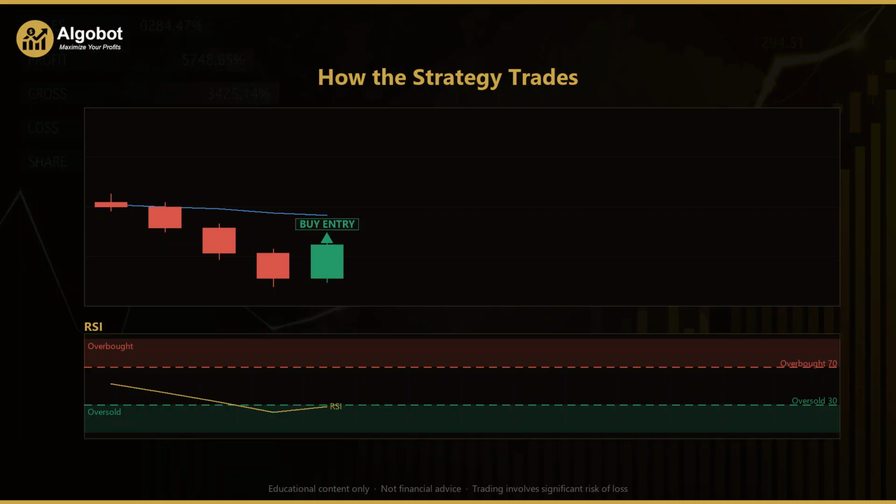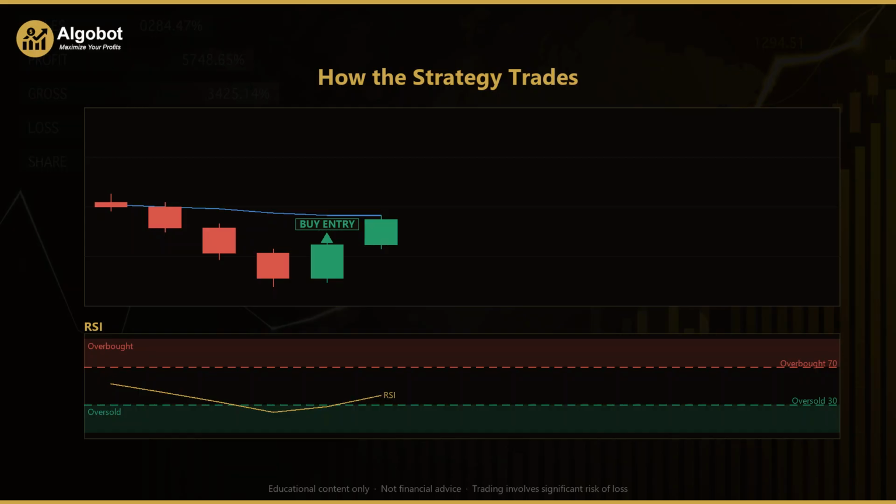As price drops, notice the relative strength index in the lower panel falling with it, dipping down through the oversold line at 30. At the lowest candle, price is now stretched at least 2 average true ranges below the baseline, and momentum is deeply oversold. 2 of our 3 long conditions are lining up.